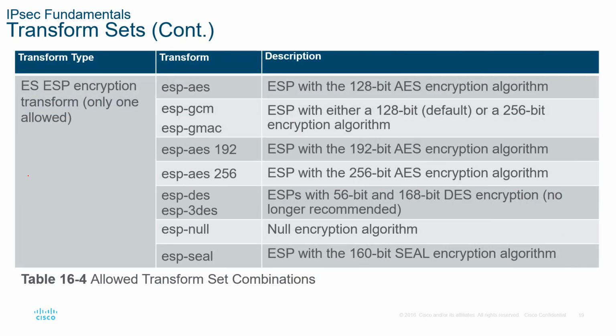If we want to encrypt our entire packet, that's going to be our ESP. And again, only one is allowed. So you could be doing ESP with AES, ESP with our generic encryption algorithm. We could do AES 192, AES 256. We could also use DES or triple DES, or we could use SEAL. You'll notice it's now here, even though it wasn't on the previous screen. So realistically, you're looking at AES or SEAL as our encryption mechanism for the more secure options.